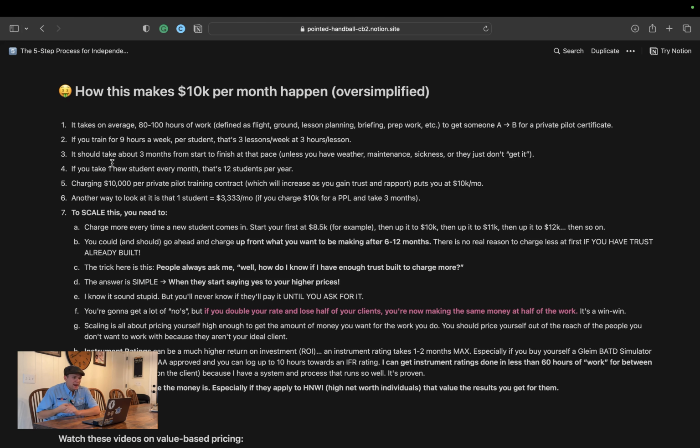And if you're training 9 hours a week, which is 3 lessons per week at 3 hours per lesson, it takes about 3 months to get someone done start to finish. If you take one student every month, that's 12 students a year. And if you charge $10,000 per private pilot contract, that's going to be $120,000 a year, which comes up to $10,000 per month. Look at it this way, one private student taking 3 months at $10,000 per student is about $3,333 per month. Multiply times three and you've got $10,000.